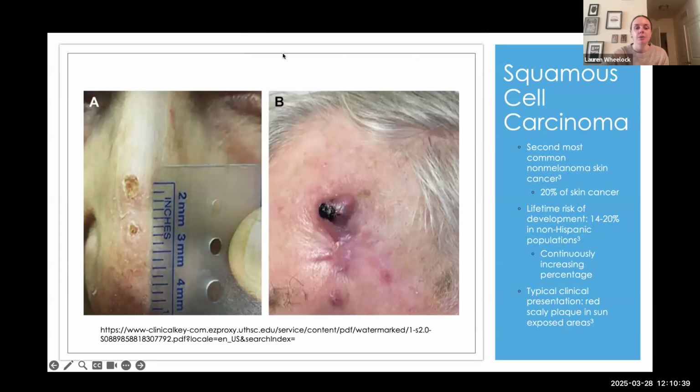And typically these lesions present as a red scaly plaque. I've also seen a couple of sources that say non-healing wound. And they're typically in sun-exposed areas. In the picture labeled A, we see a patient's nose with a red-yellow scab-like looking lesion. And in the picture labeled B, we have a patient's forehead with a scabbed nodular red lesion.